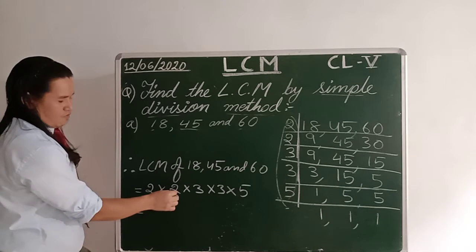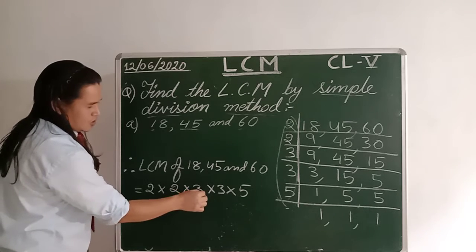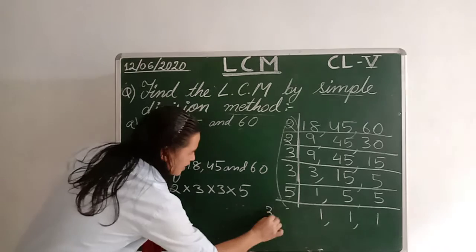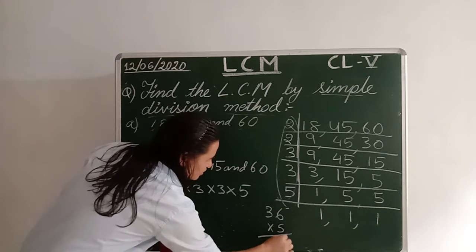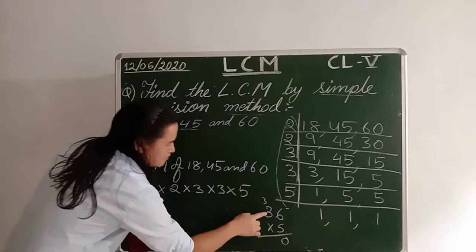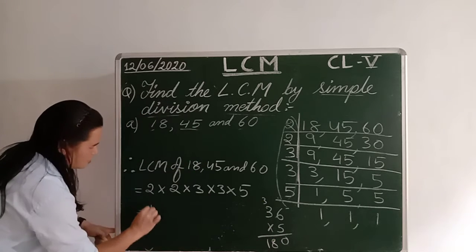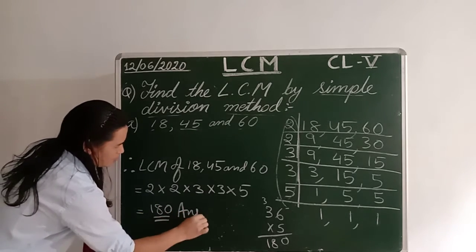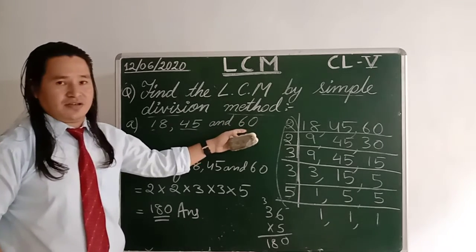2 2s are 4, 2 2s are 4, 4 3s are 12, 12 3s are 36, 36 5s are... you can multiply 36 into 5. 5 6s are 30, carry over 3, 5 3s are 15, plus 3 is 18. So at last how much did you get? 180. So this is your LCM of 18, 45 and 60.